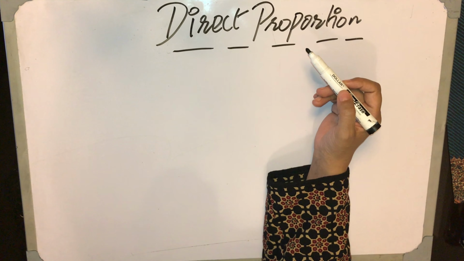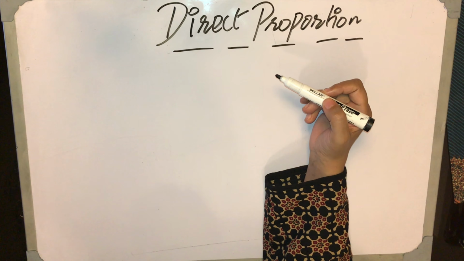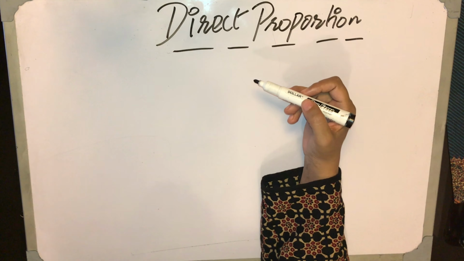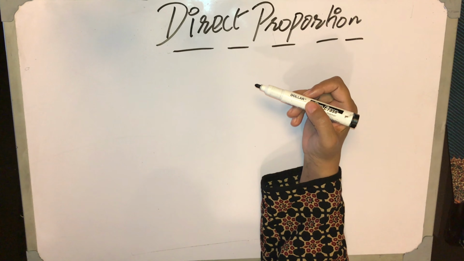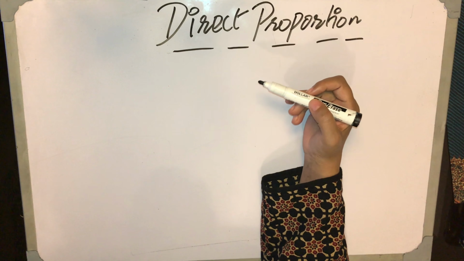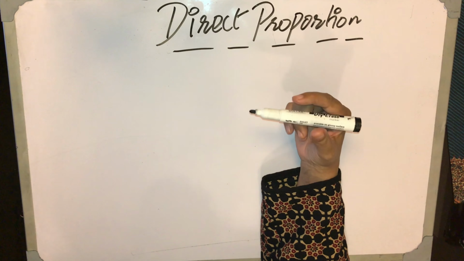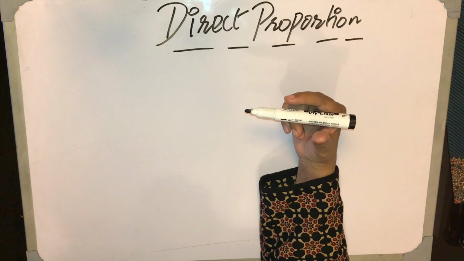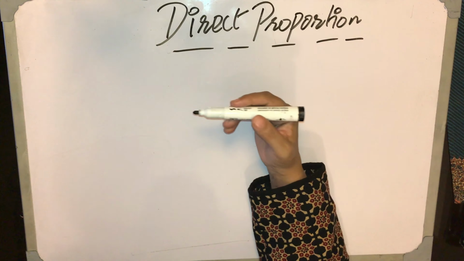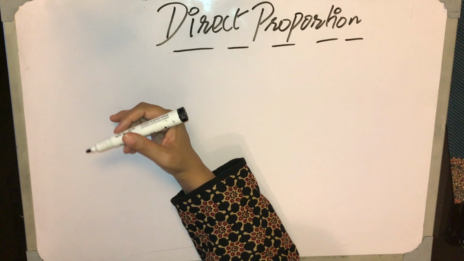Direct proportion. There are two types of proportion, direct proportion and inverse proportion. Before discussing direct proportion or inverse proportion, we must know what proportion is. Proportion is basically a relation, a chemistry between two different commodities or quantities, and proportion means that the relation is constant. If we increase one quantity, the other quantity will increase in the same proportion. It is called direct proportion.